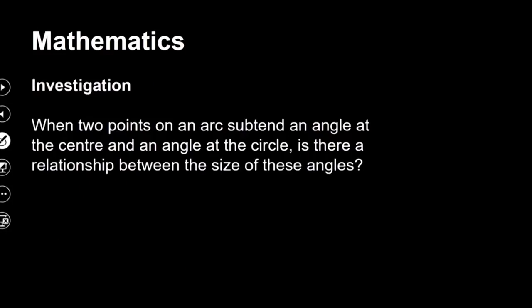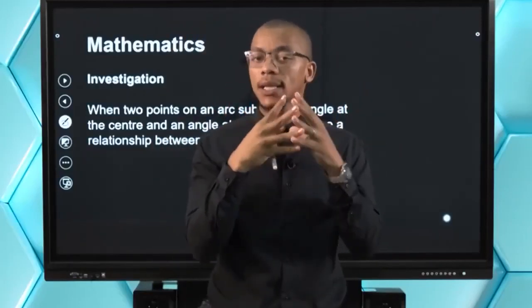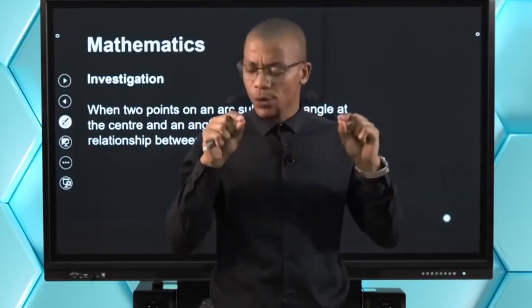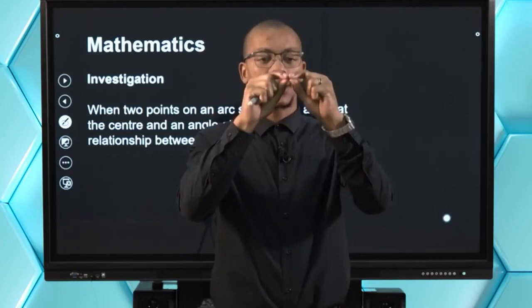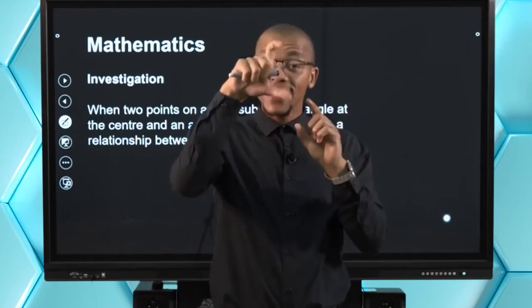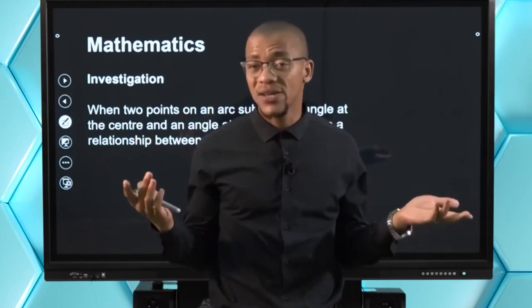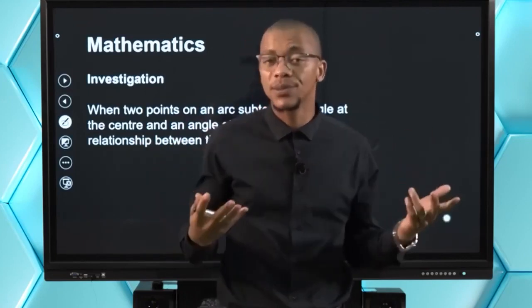The investigation we have is when two points on an arc subtend an angle at the center and an angle at the circle or circumference, is there a relationship between these? So I said when I started, we're going to try and look at the relationship between angles in a circle, right? So if from my arc to the center, from my arc to the circumference, same points, what is the relationship of those two angles that I have there? Is there even a relationship for that matter? That's what we're going to be trying to do.